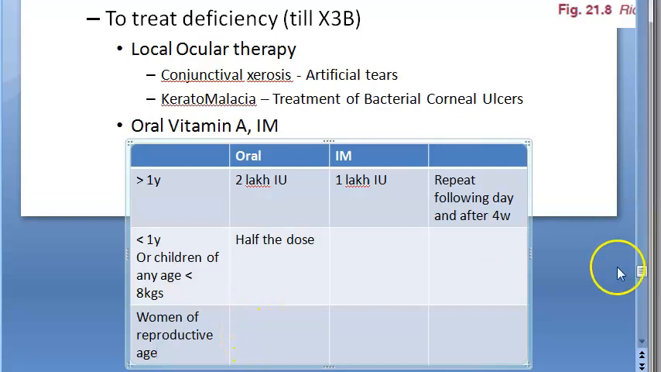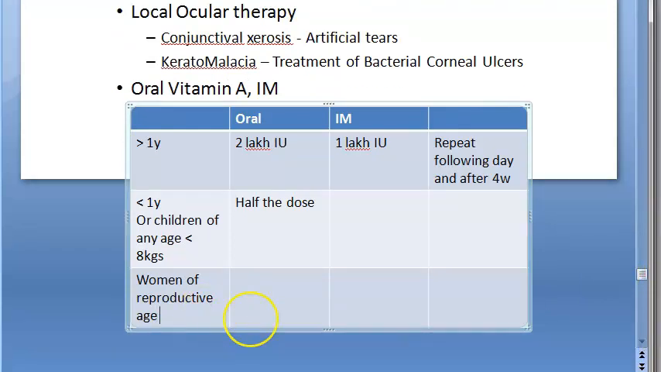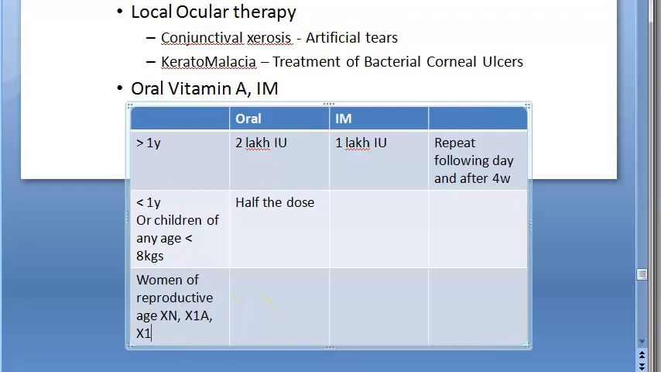So basically if they are XN, X1A, X1B, then what will they give? 10,000 international units of vitamin A orally, obviously oral only, this is the oral column. This is nothing but one sugar coated tablet for 2 weeks. One sugar coated tablet for 2 weeks.